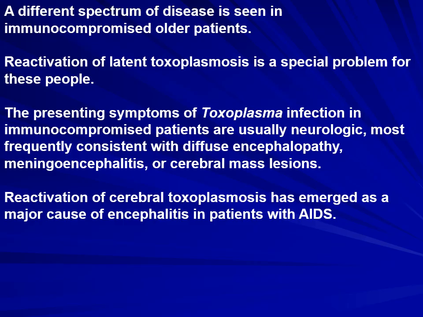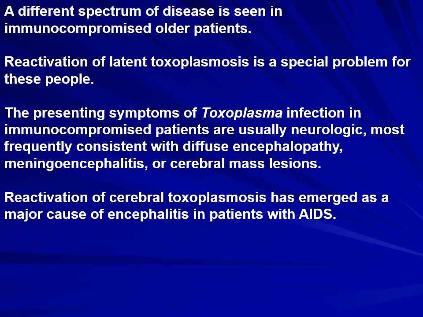And to recapitulate a little bit what happens during neurotoxoplasmosis, I would like to emphasize that reactivation of latent toxoplasmosis is basically a special problem in immunocompromised patients. And the presenting symptoms of toxoplasma infection in these immunocompromised patients are mostly neurologic, and they consist of diffuse encephalopathy, meningoencephalitis, or cerebral mass lesions, as I will show you on the coming two slides, where I will show you a CT scan and an MRI of a brain of an HIV positive patient.